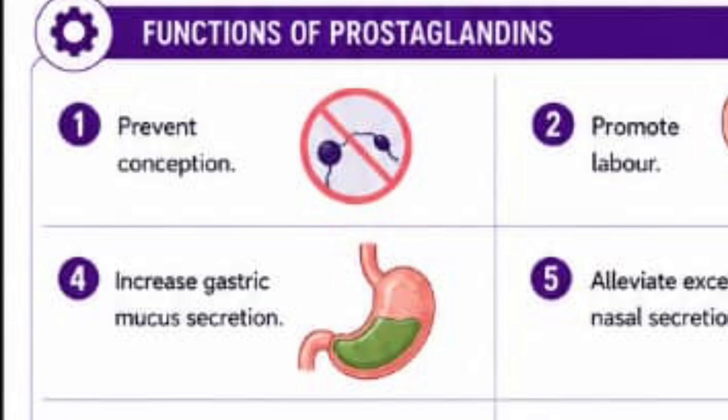So when you are increasing prostaglandin, what happens? There's excessive contraction, and when you have excessive contraction, what happens? The blastocyst cannot implant, and if the blastocyst cannot implant, there's no pregnancy.